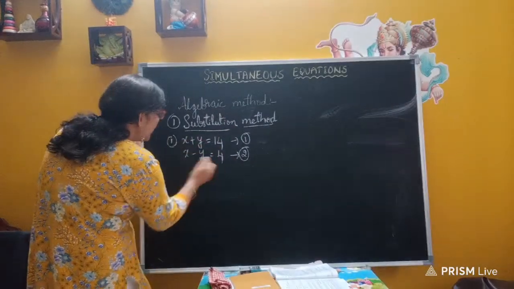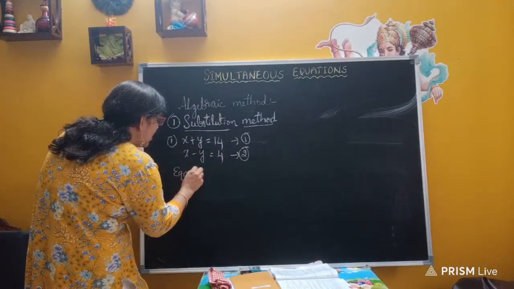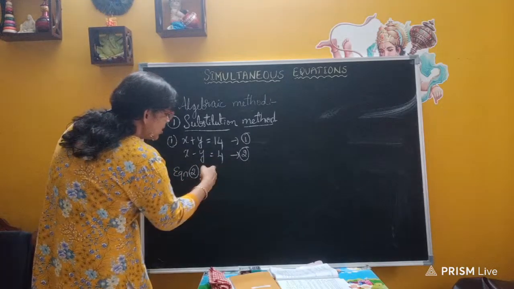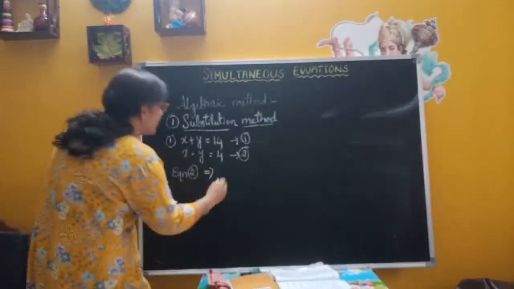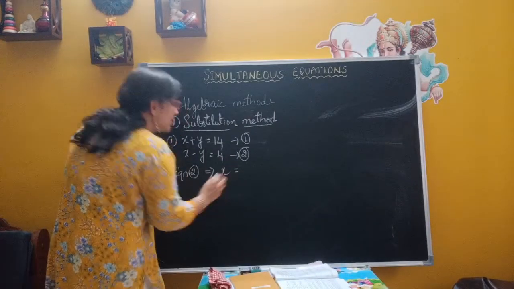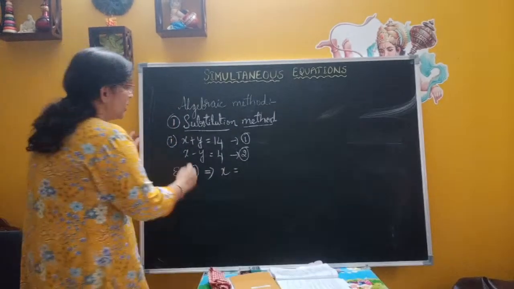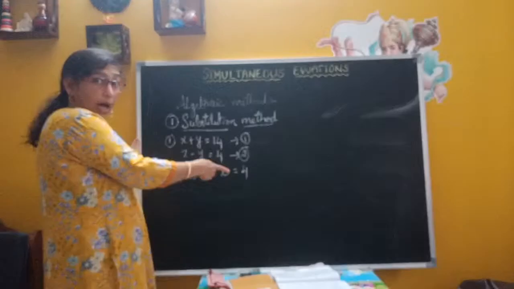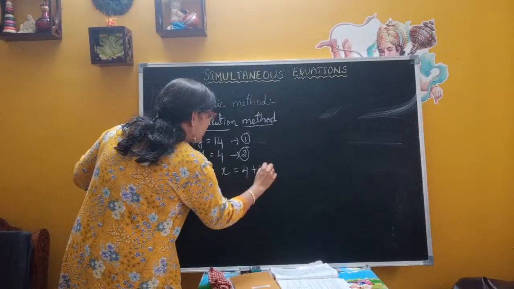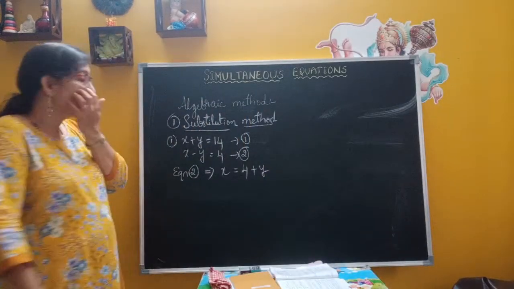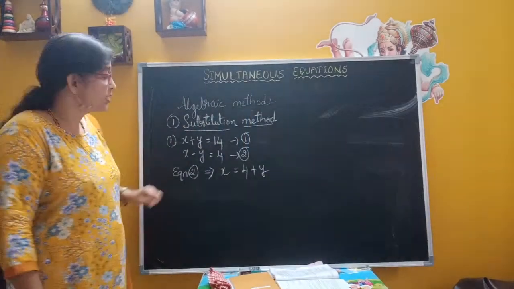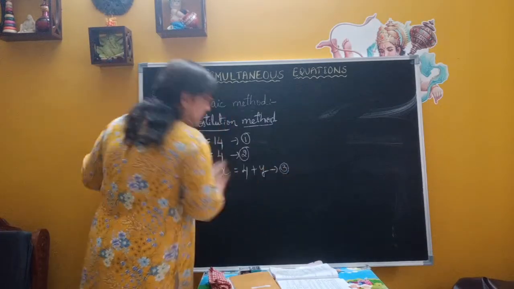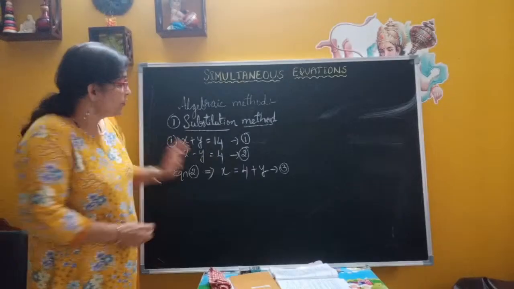If I take equation 2, I will change the same equation to give x. I keep x on the LHS, and the right side is 4. If I transpose minus y to the RHS, I get plus y. So x is equal to 4 plus y, or y plus 4. Let us consider this as equation 3. Now we have got another equation.